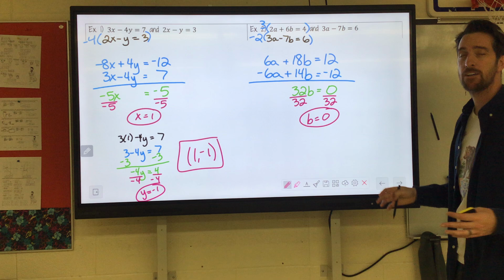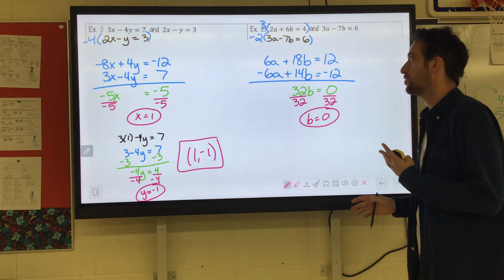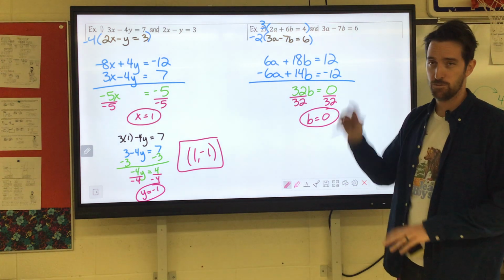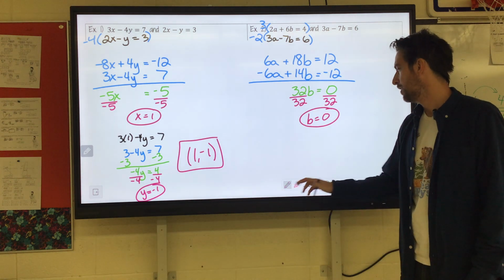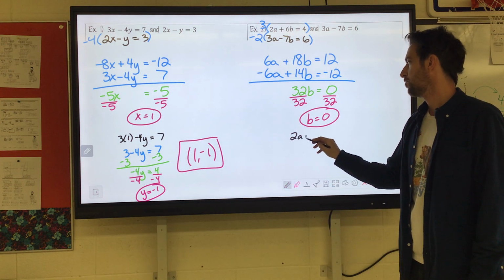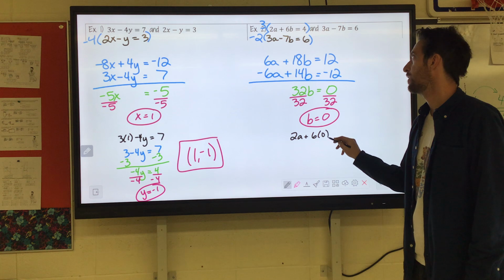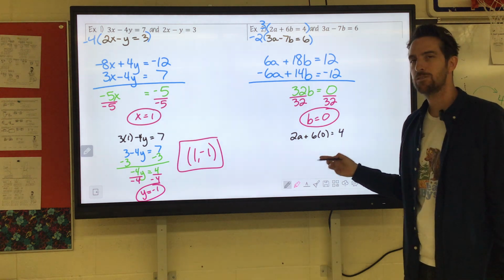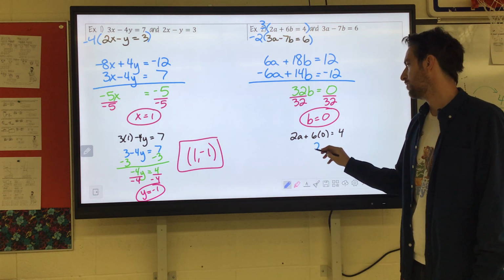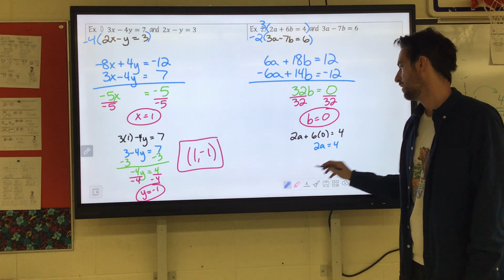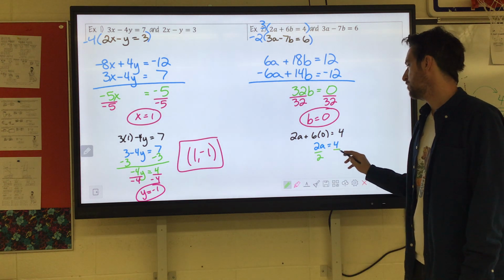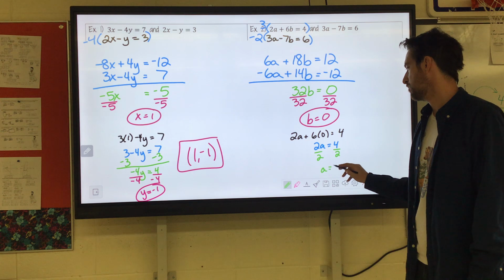We still need a. Go with any of the equations. You've got 4 equations you could choose from. I'm going with the first one, the 2a plus 6b. So 2a plus 6 times 0 equals 4. 6 times 0 is just 0. So we would just have 2a equals 4. Divide both sides by 2, and you get a equals 2.